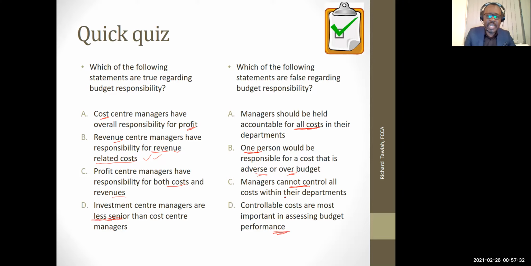Which of the following statements are false? Okay, so that's the question.